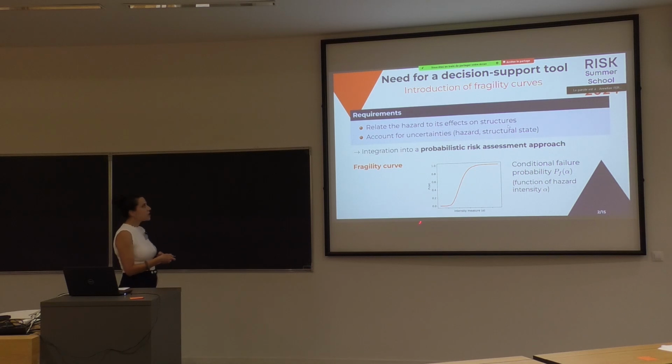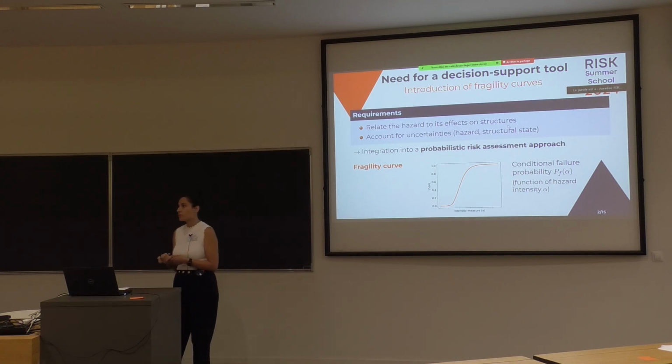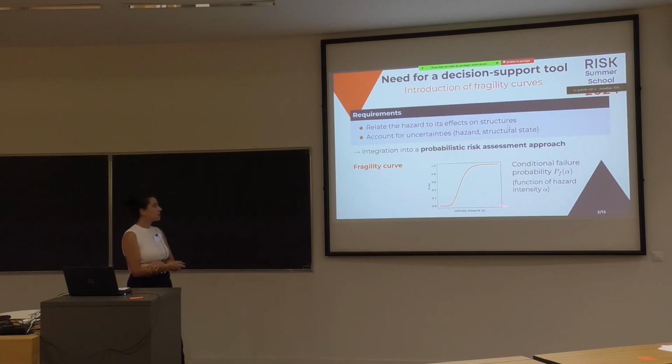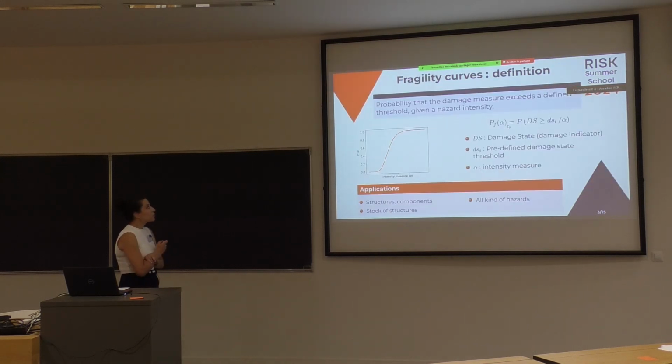Graphically, it looks like this. So it's the failure probability, PF, like probability of failure, of the structure or the structural elements, given an intensity measure of the considered hazard. To be more precise, the fragility curve is the probability that the damage measure that we chose exceeds a defined threshold given hazard intensity. So in terms of equation, it's translated as the probability of failure given hazard intensity. It's the probability of the damaged state that we have to define to exceed a certain threshold given the intensity measure.